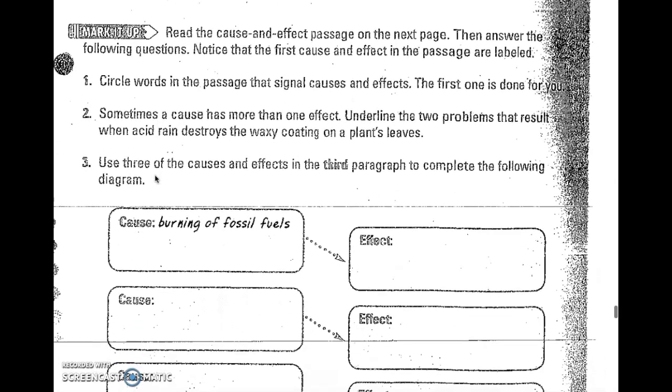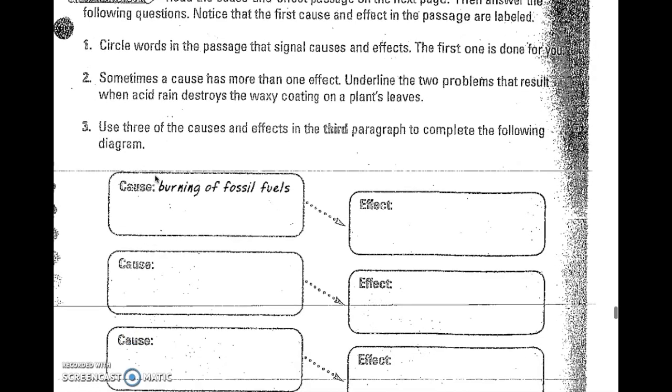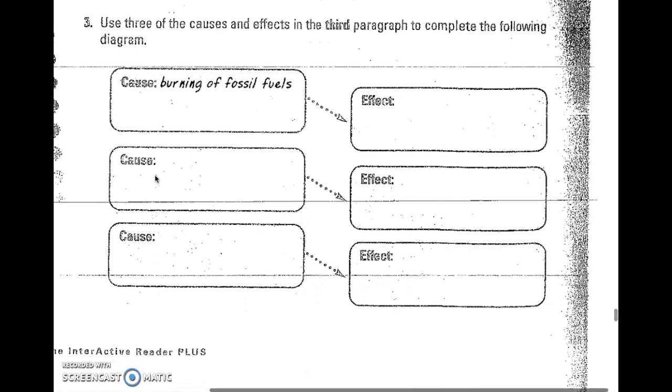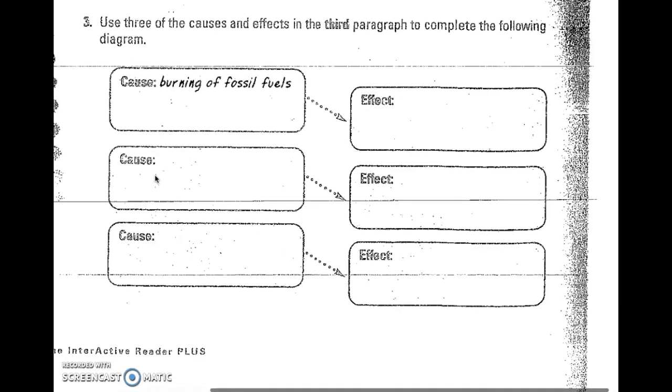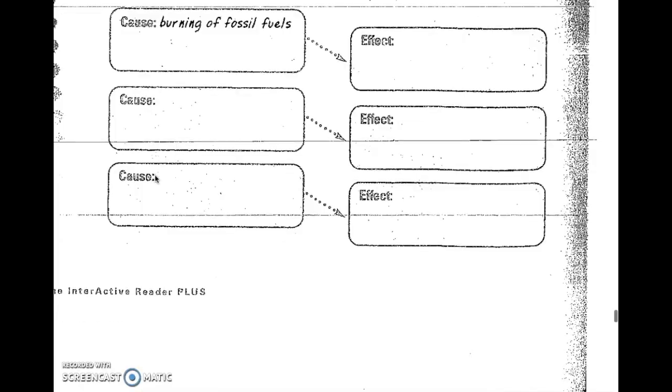Mark it up. So we're going to read the cause and effects passage in just a moment here. Then we're going to answer these questions. Circle words in the passage that signal causes and effects. The first one is done for you. Sometimes a cause has more than one effect. Underline 2 problems that result when acid rain destroys the waxy coating on a plant's leaves. Use 3 of the causes and effects in the third paragraph to complete the following diagram. So this will be our diagram, and we will answer this in Edpuzzle, but let's read the article first.